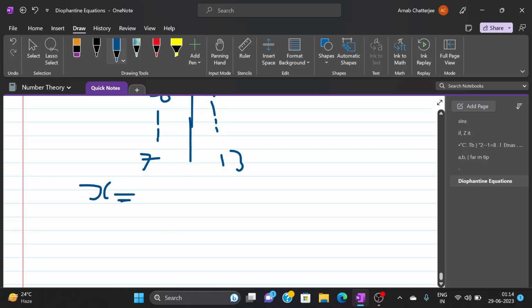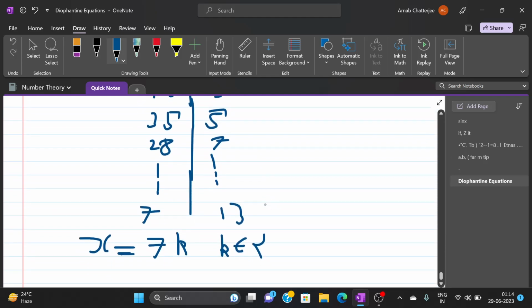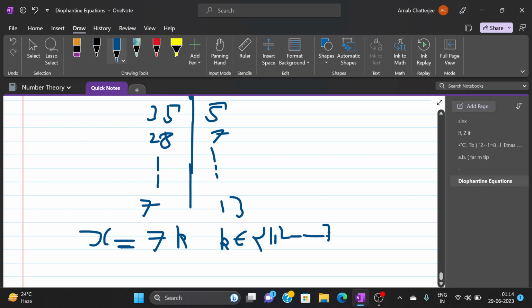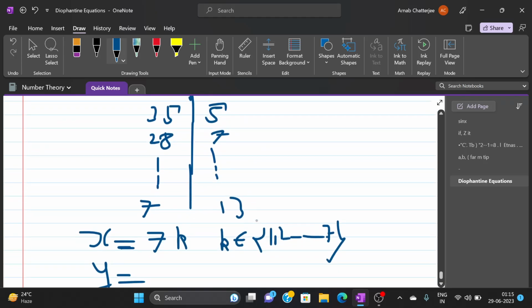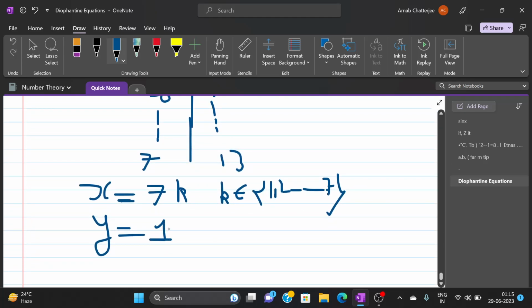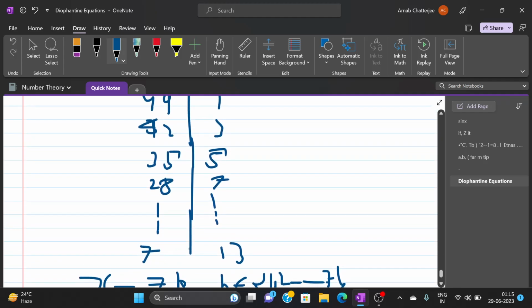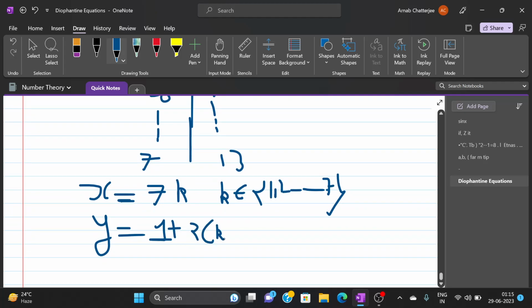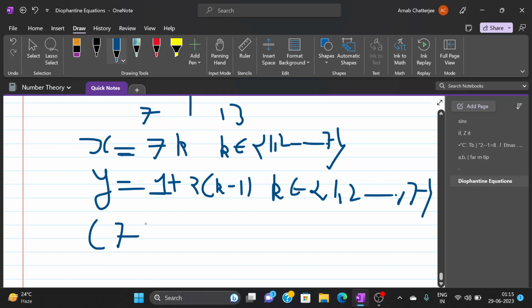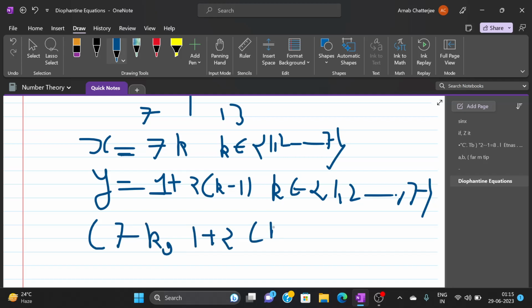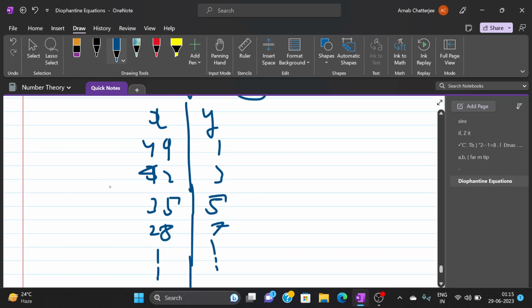So now we have that x is equal to 7k. We have a family of solutions. k belongs to 1, 2 up to 7 and y is from an AP. So y can be written as 1 plus (k minus 1) into 2, and k belongs to 1, 2 up to 7. So this is how the final solutions are represented. That is 7k and 1 plus 2(k minus 1). So here we have a family of solutions. Okay. So this is also a method to represent the solution.